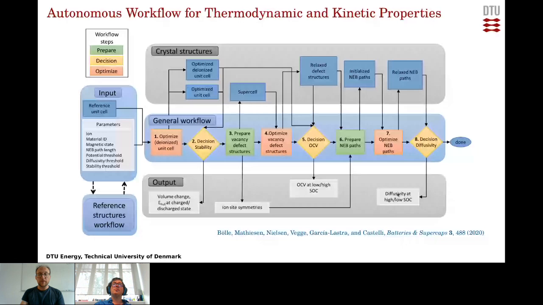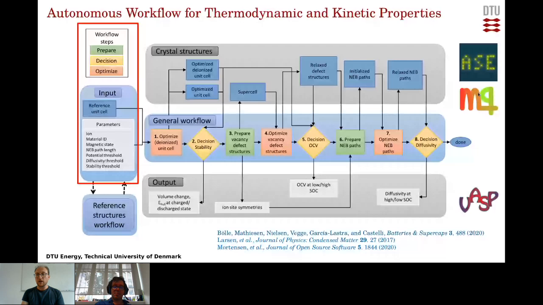It is implemented in ASE and using MyQueue, that are two of the tools that we develop here at DTU. And for the calculation engine, we use VASP. I would like to point out that the workflow is implemented for VASP, but it would be easy to change the calculator and use any other DFT code, the one that you prefer. So most of the engine is actually running using ASE and MyQueue.